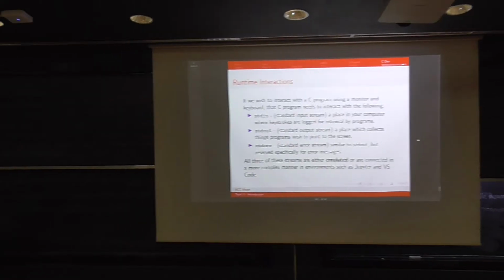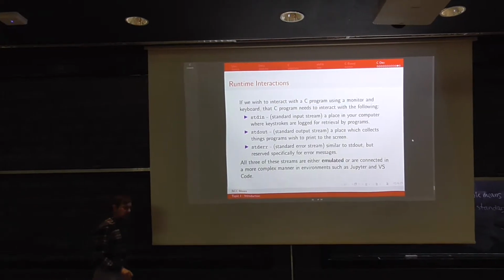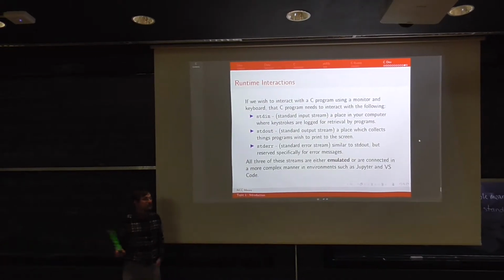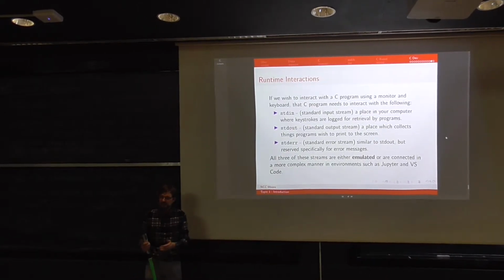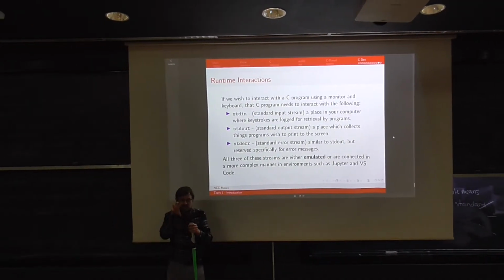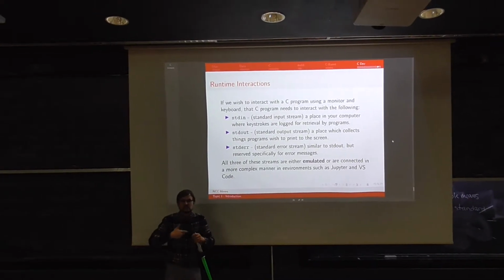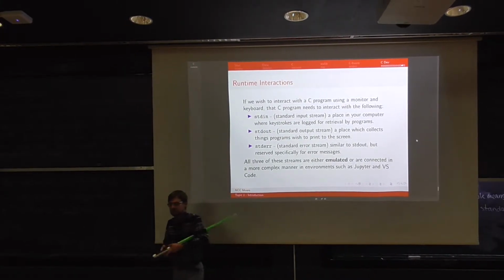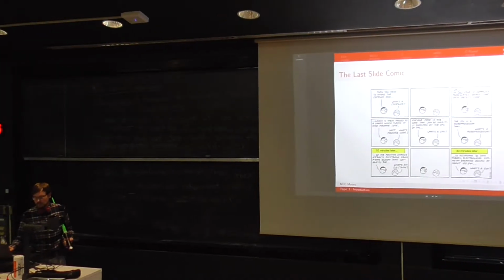All three of these streams are either emulated or connected in more complex environments, such as Jupyter and VS Code. When I am operating in just flat Linux, I am actually interacting with my system's own standard input and output in a direct manner. If you're using VS Code, it's creating a sandbox environment where it's spoofing standard input and output without interacting with the system's real standard input and output. Right? Make sense? Any questions? Okay, well that's the introduction done.